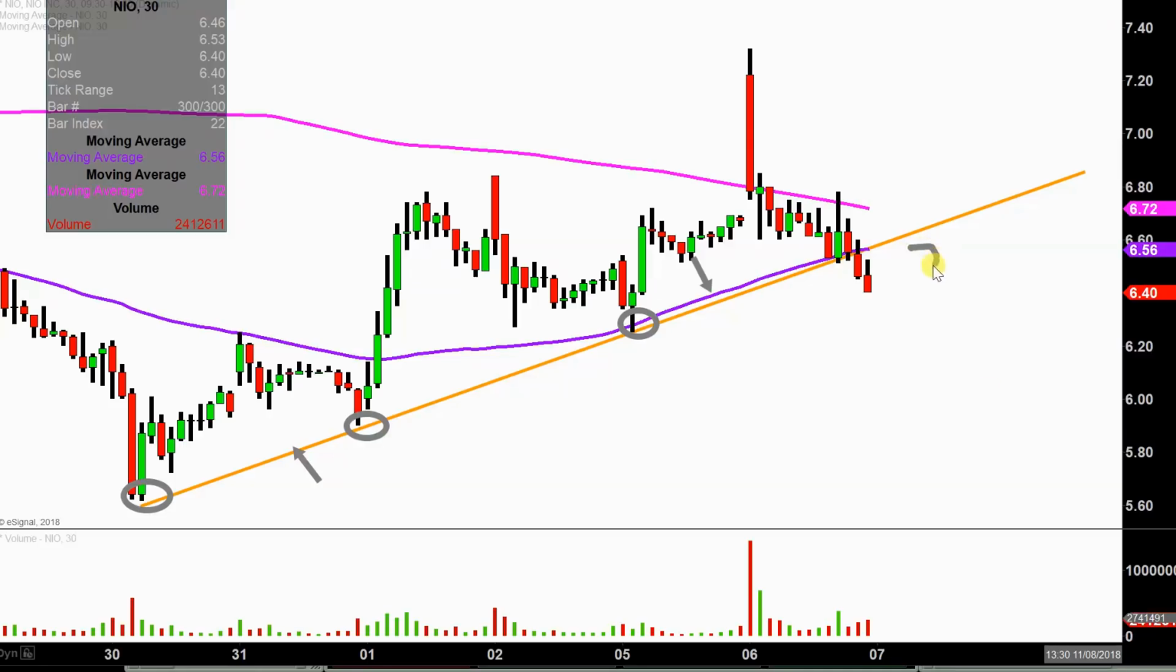So it becomes a question now of, just how nasty is this going to get? Is this the start of a much bigger trendline break, or is this just going to be one of those fake breakdowns where it quickly stabilizes and then heads back up? That remains to be seen.